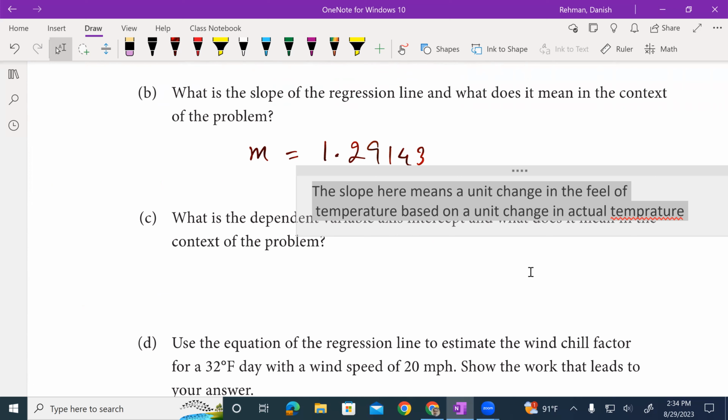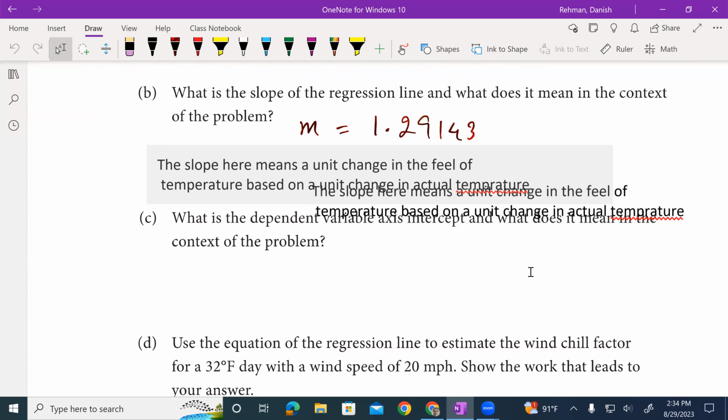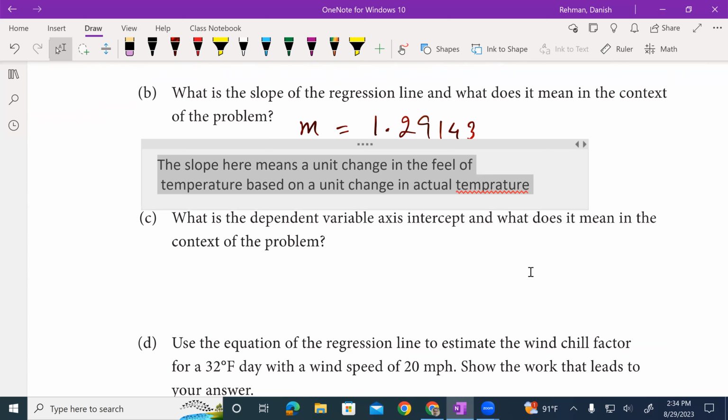That slope is telling us what we need to explain in the context. Now, mark my words. The words that I have used here, try to use similar words whenever you are explaining something in context to a given problem. Whenever you're trying to explain the slope, try to use the variables mentioned in the problem and use those words the same way.